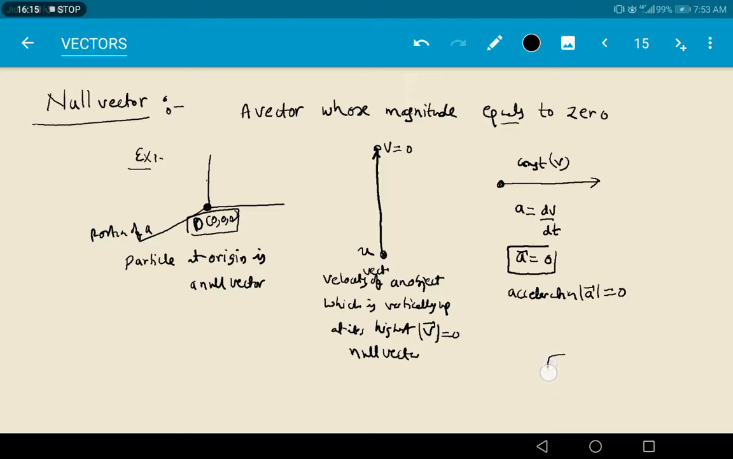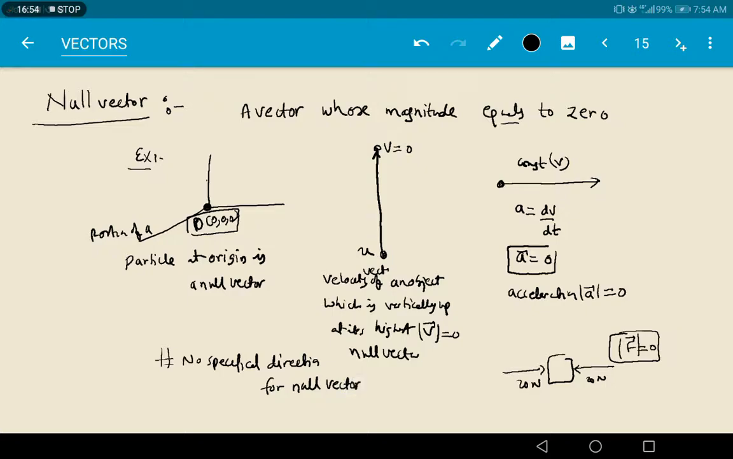For suppose the object is moving under balanced forces, so due to application of some constant force, if the object is moving, then in this case F is equal to 0. Force vector is 0. For suppose this is 20 Newton, this is also 20 Newton, therefore F bar equals 0. So here there is no specified direction for a null vector. Okay?